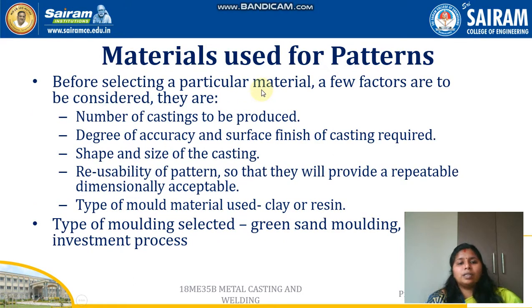And the next one is about materials used for patterns. Before selecting a particular material, a few things have to be considered. We cannot simply select a material for producing the pattern. It is based on the number of castings to be produced, and whether the pattern is for permanent or temporary usage.